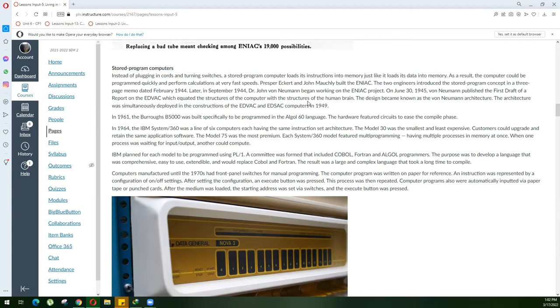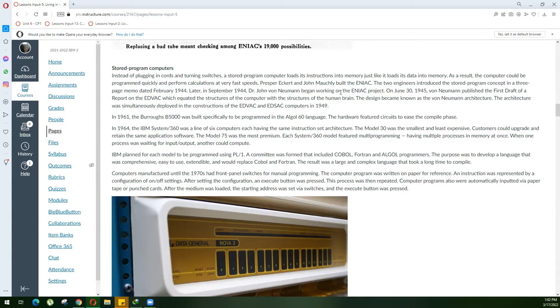Presper Eckert and John Mauchly built the ENIAC. The two engineers introduced a stored program concept in a three-page memo dated February 1944. Later in September of that same year, Dr. John von Neumann began working on the ENIAC project.